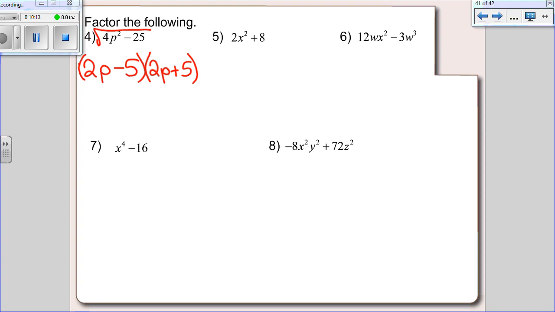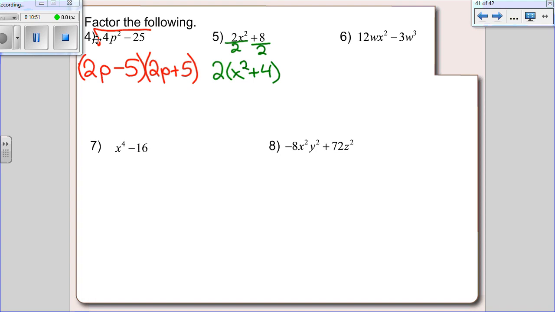Alright, we're going to try number 5. Number 5, what's the very first step always? GCF. Always GCF first. Is there a number that I could take out of each term? I could take a 2 out of each term. That would give me 2 times x squared plus 4. First step, GCF. Second step is figure out which branch you need to go down on our little tree. We have 2 terms left under the brackets, so that means we need to do difference of squares.